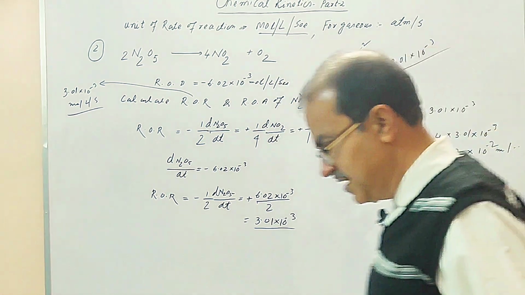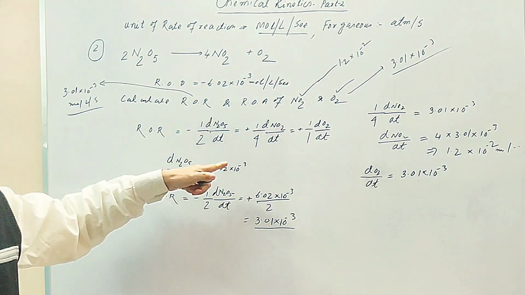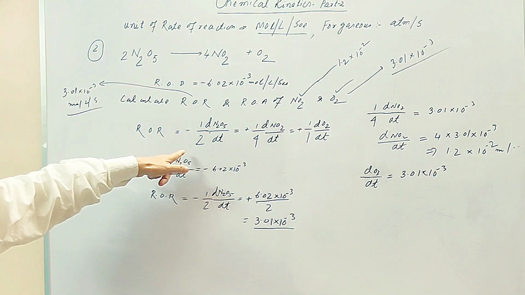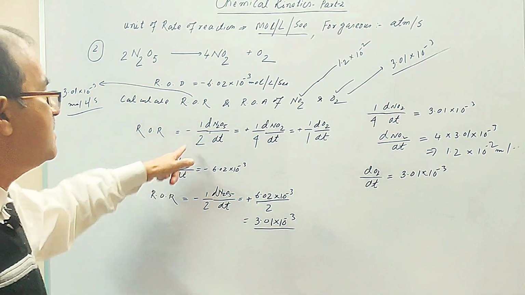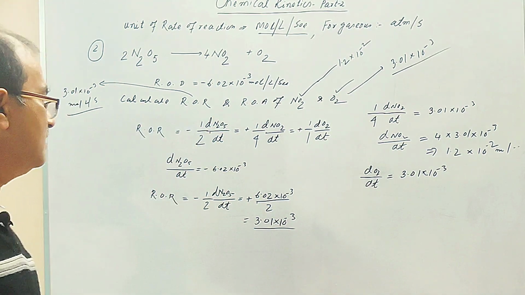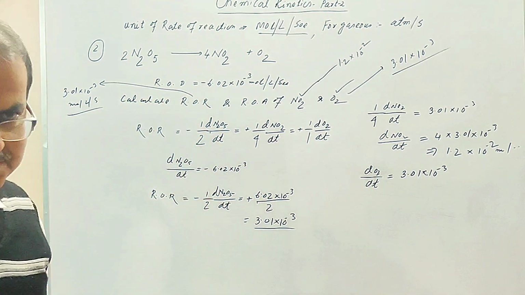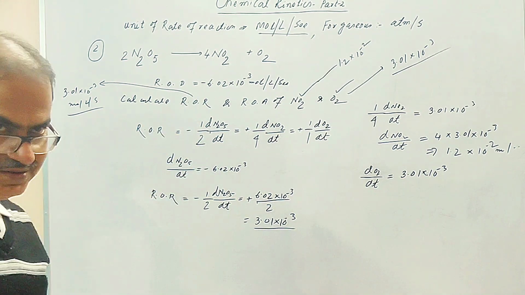Then you can see here, rate of reaction and rate of disappearance are different because of this stoichiometric coefficient. Normally confusion starts. We think this is the rate of reaction. This is not the rate of reaction. This is the rate of disappearance. Rate of reaction you get from this equation.